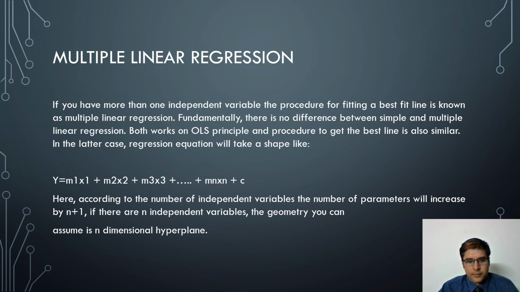In the latter case, the regression equation will take a shape like this: y is equal to m1 x1 plus m2 x2 plus m3 x3 plus so on up to mn xn plus c. Here, according to the number of independent variables, the number of parameters will increase to n plus 1. If there are n independent variables, the geometry you can assume is an n-dimensional hyperplane.